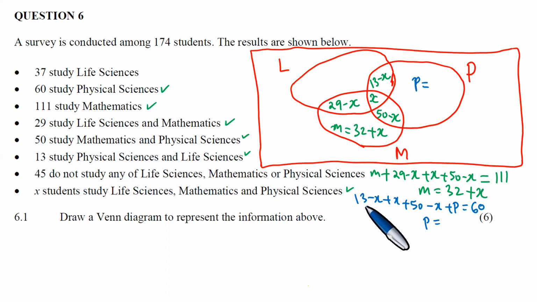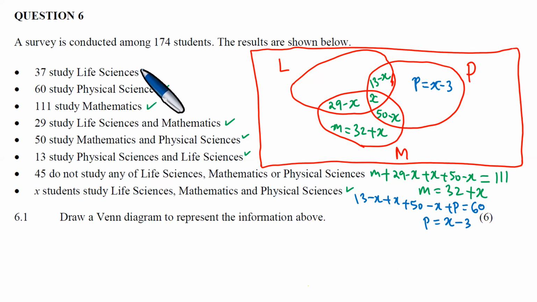Right. And then the x minus x is 0. The x moved across is going to be plus x. Okay, if you have 50 plus 13, what does it give us? It gives us 63. 60 minus 63 is minus 3. So this one is x minus 3. All right, so we have this.